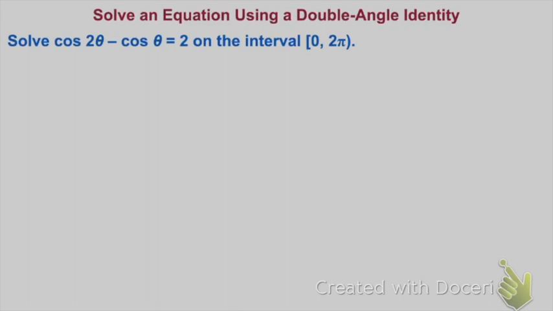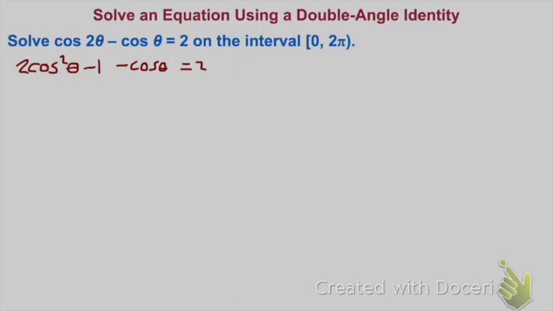I don't want to introduce a sine into this if I don't have to. So we don't want to use the first one or the bottom one. We want to keep everything in terms of cosines if possible. It makes our math easier. So I'm going to use the middle one. So cosine of 2 theta turns into 2 cosine squared theta minus 1. Then we have minus cosine theta equals 2. And now it's just an equation we have to solve.